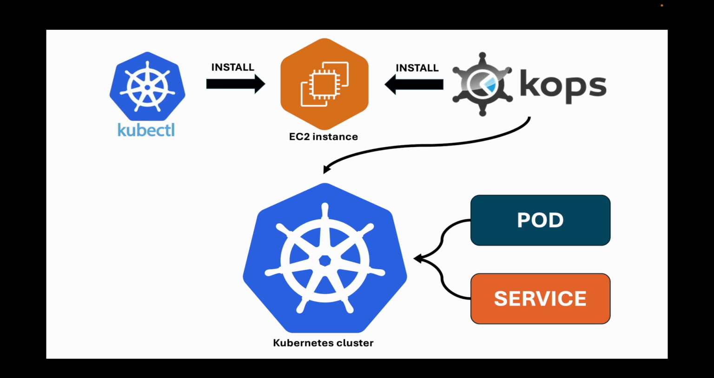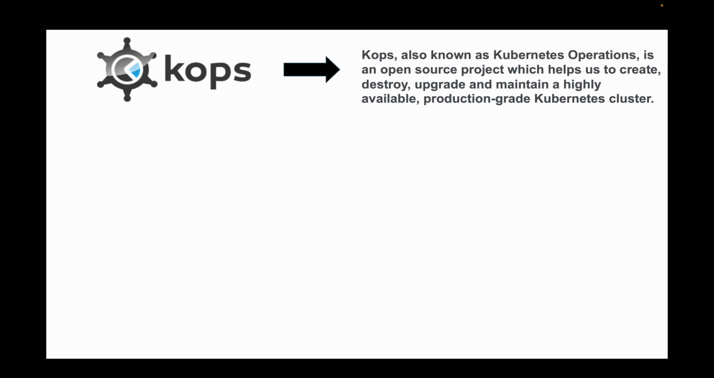Now, before I start off with the hands-on, I want to talk a bit more about each of these components that we have so that we understand what the different components are that we are using. So the first component we are using here is Kops. Now, Kops stands for Kubernetes Operations, and it's an open source project which allows us to create our Kubernetes cluster. So we can use this tool to create, destroy, upgrade, and also maintain a highly available production grade Kubernetes cluster. So we have lots of options.